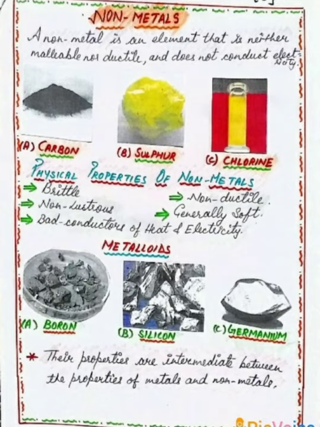They are semiconductors. The elements which show some properties of metals and some other properties of non-metals are called metalloids. Their properties are intermediate between the properties of metals and non-metals. Metalloids are also sometimes called semi-metals. The important examples of metalloids are boron, silicon, germanium, etc.